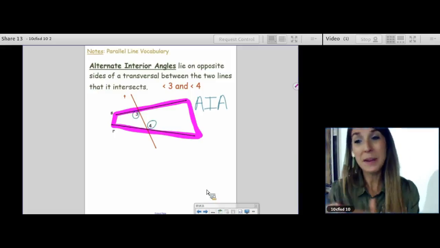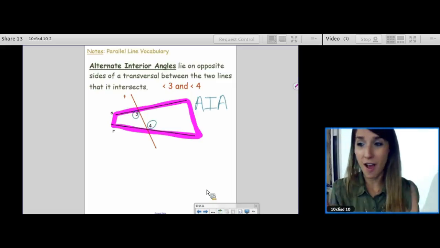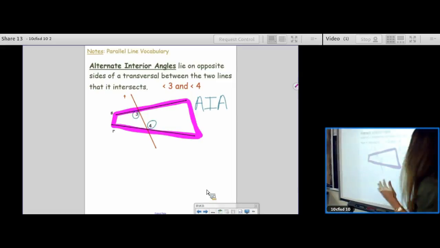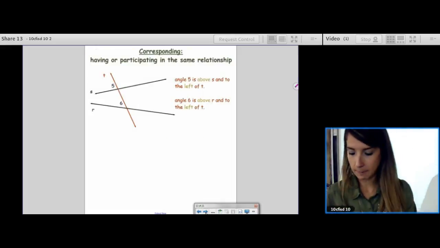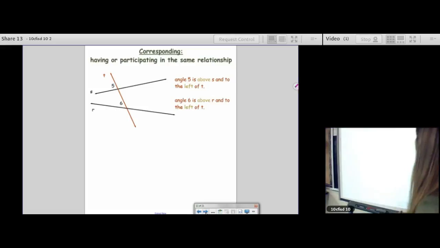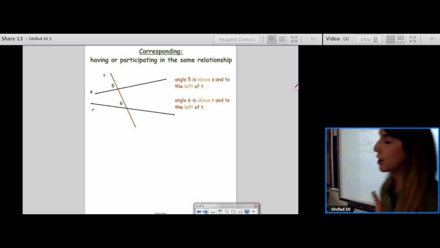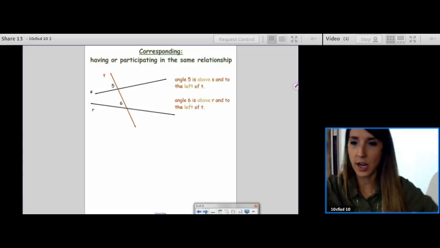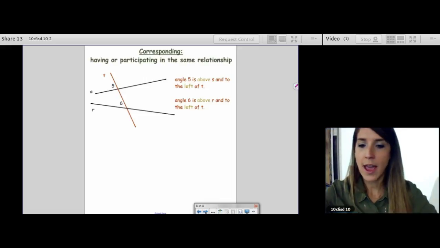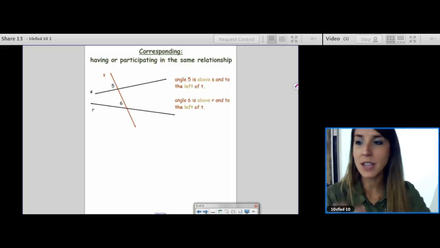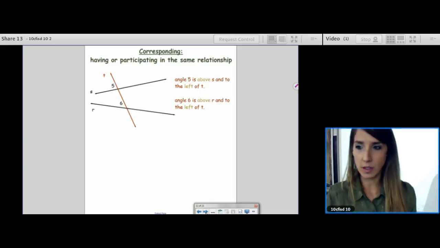Okay, the next one is not same side exterior. We're not there yet. We have one weird word, and this word does not fit the mold. So one weird one in the middle here. Okay. If I look up the word corresponding in the dictionary, it says having or participating in the same relationship. Like corresponding positions would be like 2 soccer coaches at different schools. They have the same position, the same title, but they're working at different schools.